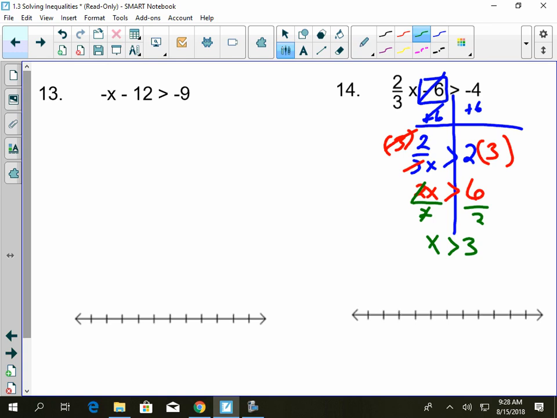Now I have to graph it. So I just put my 3 here. Open circle or closed? Open, it's not or equal to. Greater than goes to the left or the right? That is right. Put your arrow. Make sure you put your arrow because it's every number bigger than 3.